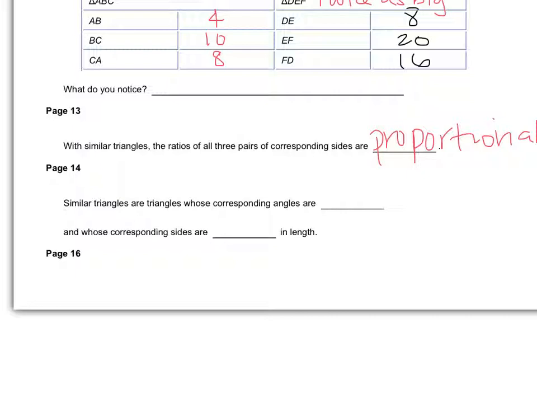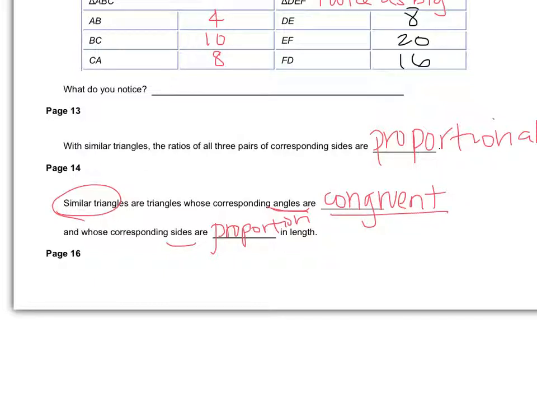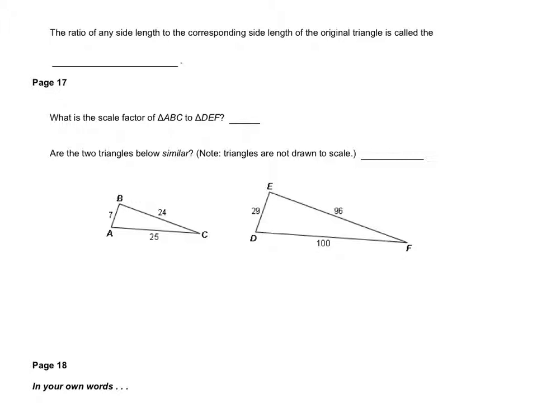And similar triangles are triangles whose corresponding angles are congruent and whose sides are proportional in length. So if they're similar, the angles are congruent, the angles are the same, the sides are going to be proportional, they're going to be different. So the ratio of any side length to the corresponding side length of the original is called the scale factor. The scale factor tells us whether the triangle is twice as big or 3 times as big or 4 times as big or half the size, whatever it is.